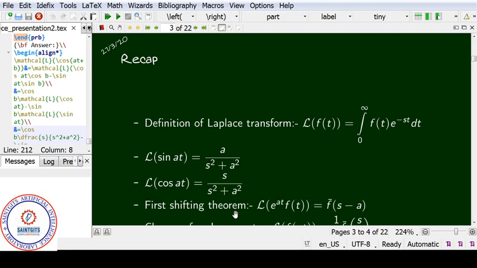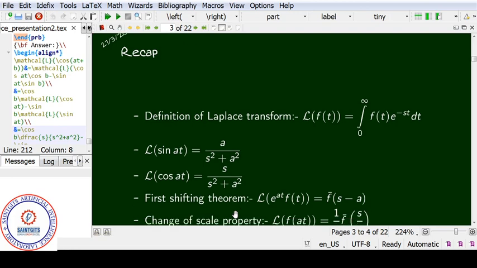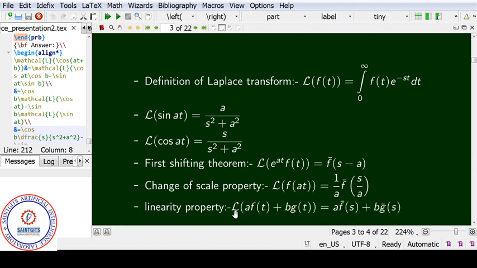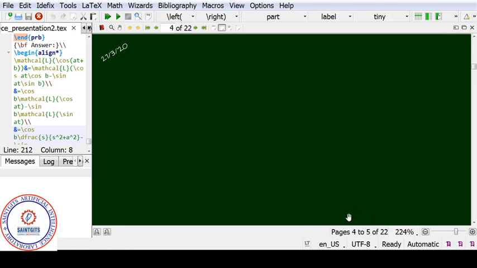Then first shifting theorem, L of e raised to at into f of t is equal to f bar of s minus a. Change of scale property says that L of f of at is equal to 1 by a f bar of s by a. Then linearity property, L of a into f of t plus b into g of t is equal to a into f bar of s plus b into g bar of s. That means Laplace transform of scaled sum is equal to scaled sum of individual transforms.